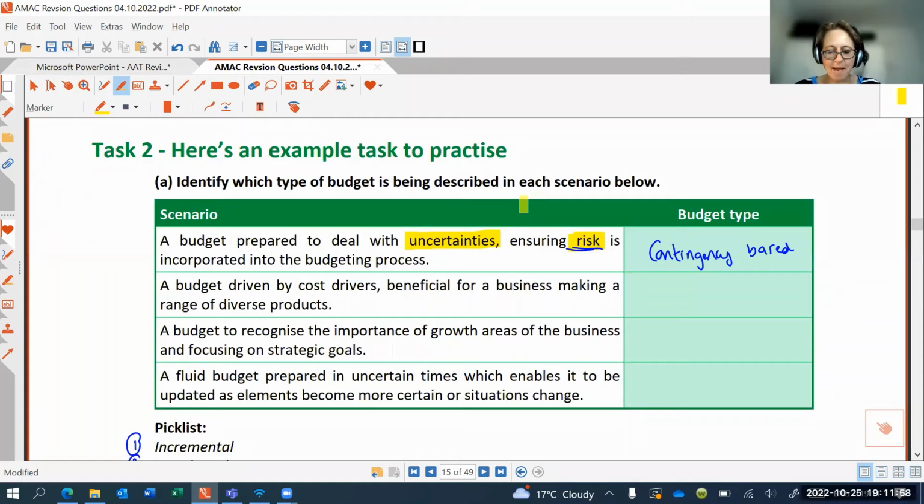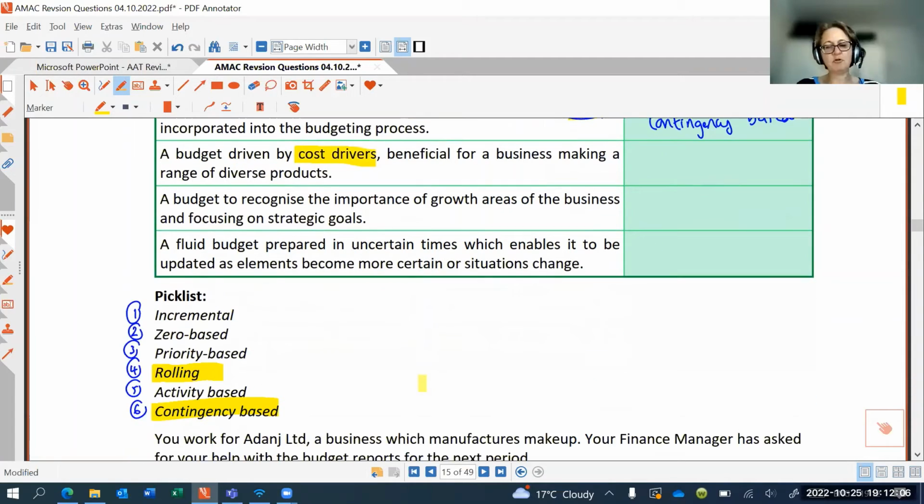A budget driven by cost drivers. Beneficial for a business that has a range of diverse products. So it's driven by cost drivers. Yes, that one's perhaps a little bit more obvious, isn't it? Hopefully that phrase cost drivers points you towards number 5, which is our activity-based budget.